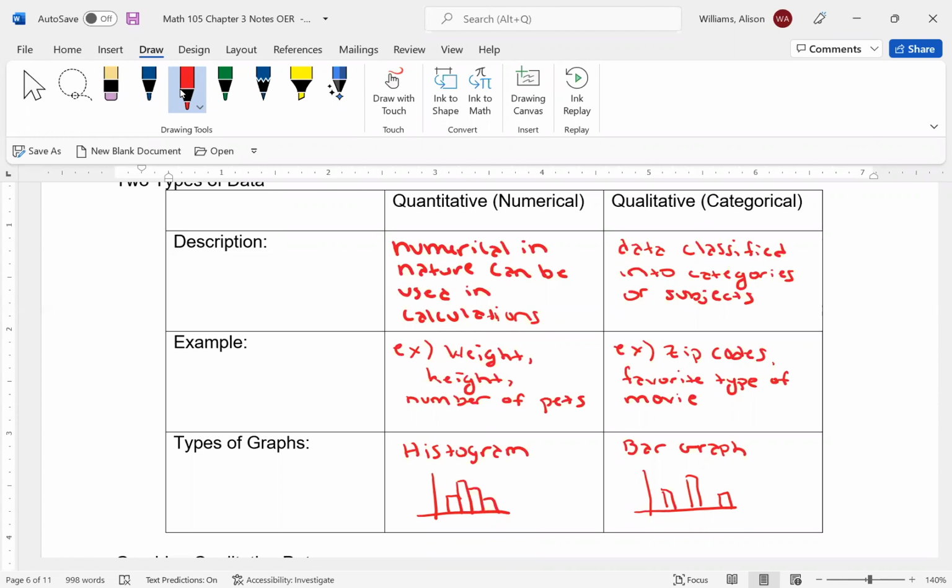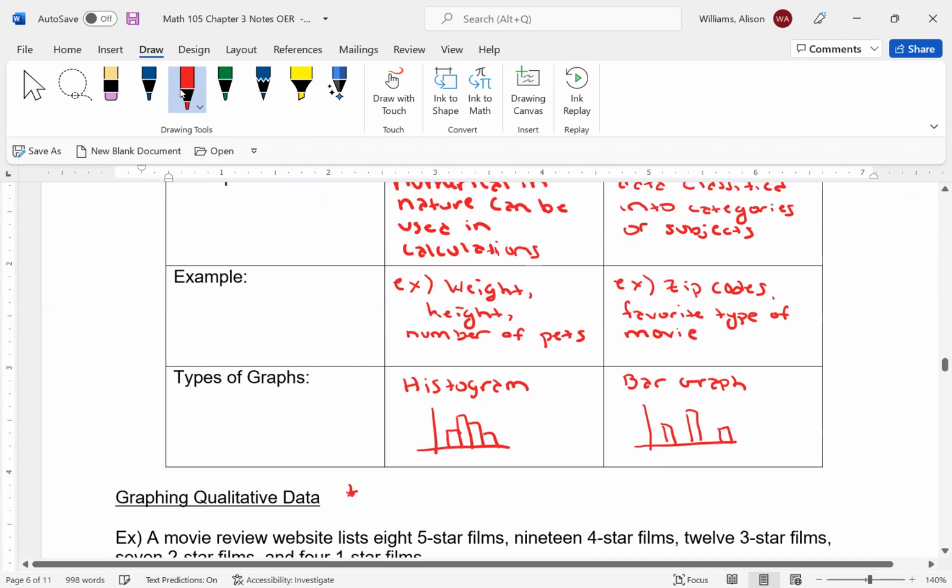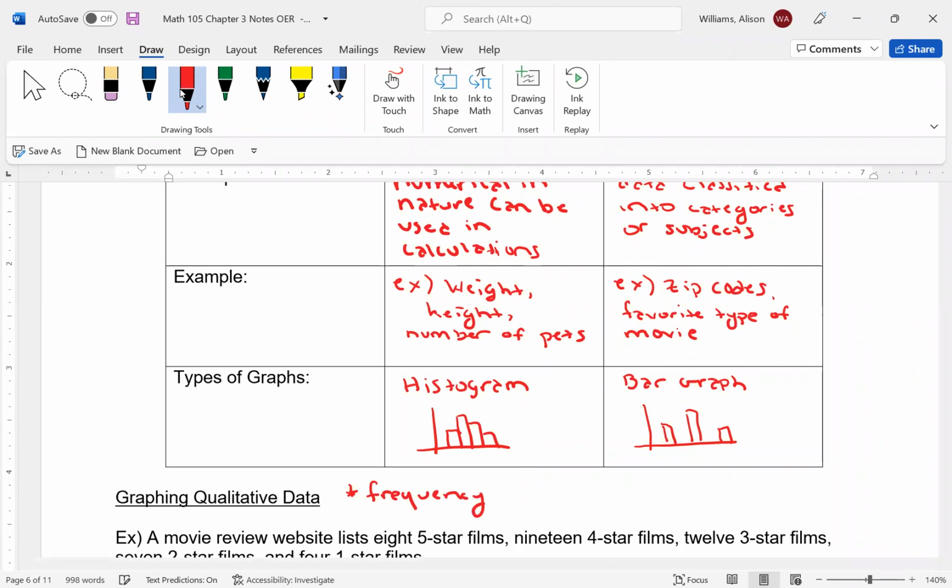So the reason we use a histogram for quantitative data, the touching implies intervals of categories. Okay, but we'll talk more about that when we do an example. Before I do that, I do want to mention there's a word we're going to use called frequency. And frequency is the number of times something occurs. So we'll see that word tossed around a lot in this chapter.